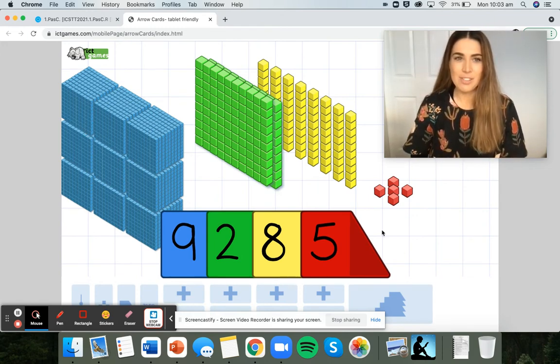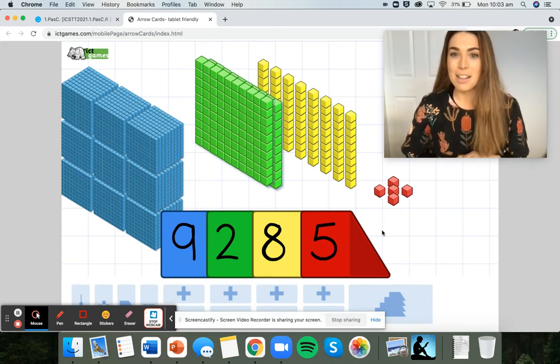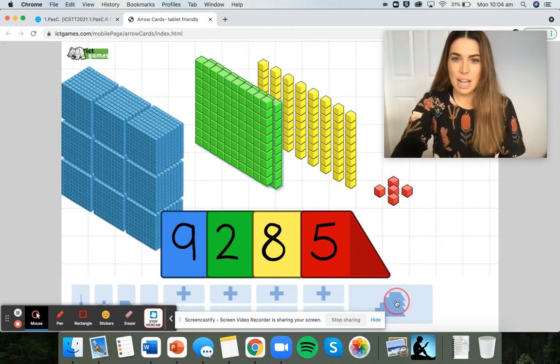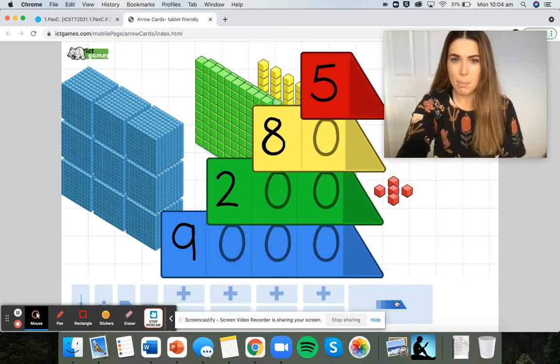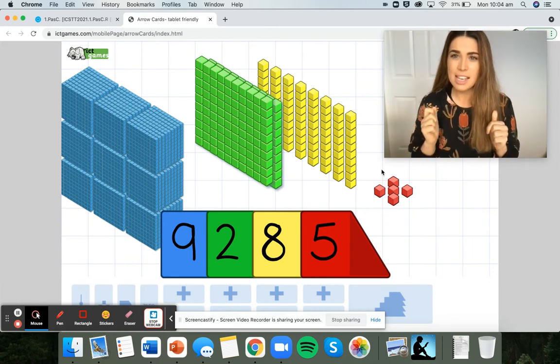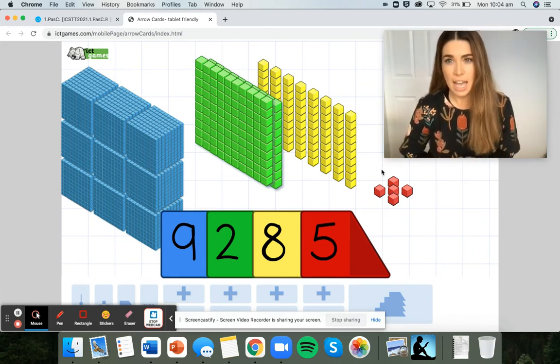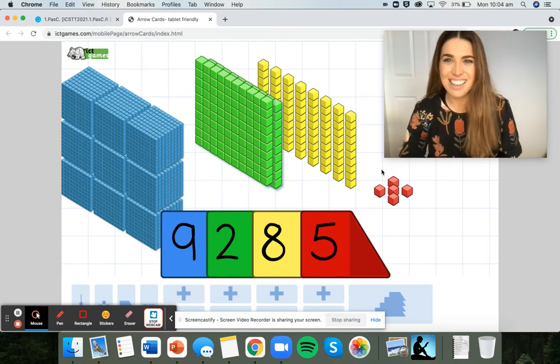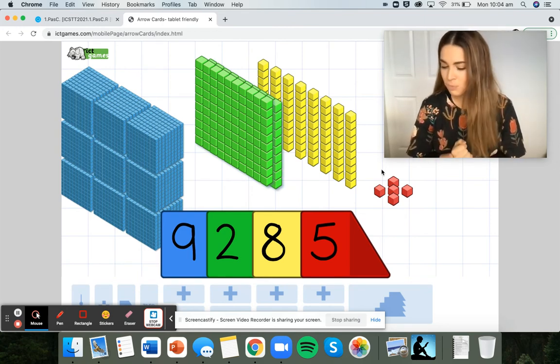I'm going to link this resource for you below in the notes, and I'd love for you to come on and have a play, make lots of different numbers with your arrow cards, have a go at pulling the number apart and seeing what each digit actually represents and what it looks like when we model it with our MAB blocks. You can take some screenshots of that if you would like, optional, and post to Seesaw so I can see that you have been having fun with your maths today.